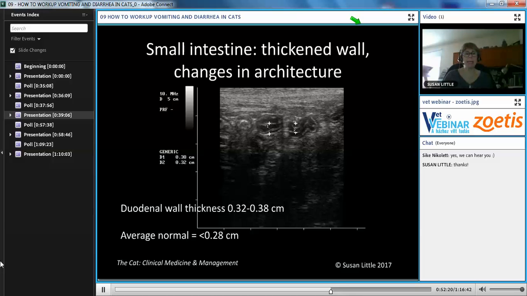In the small intestine, again, we're going to be looking at how thick the small intestinal wall is, and whether there are changes in the architecture, so we can actually look at these layers in the small intestinal wall.